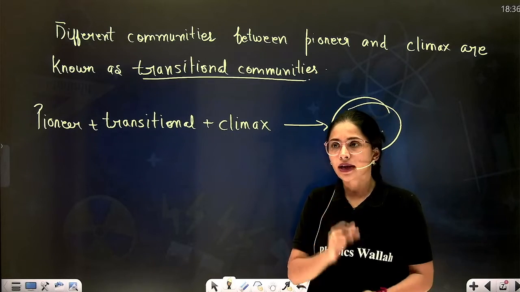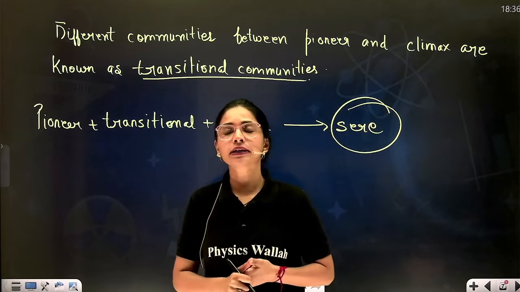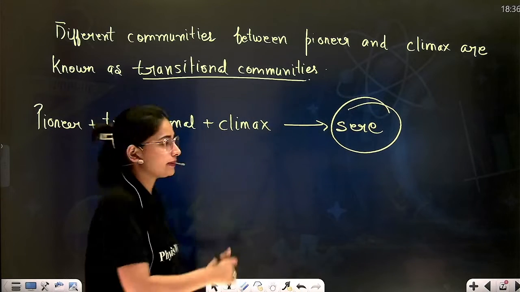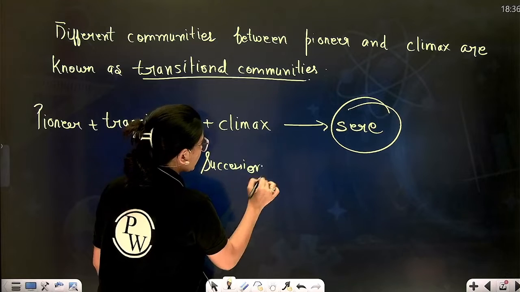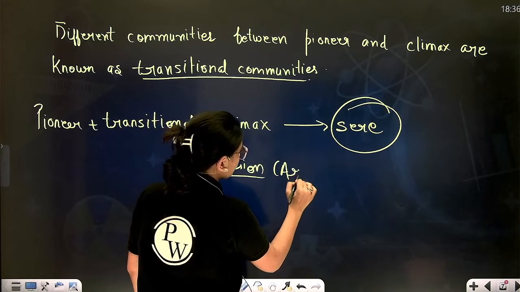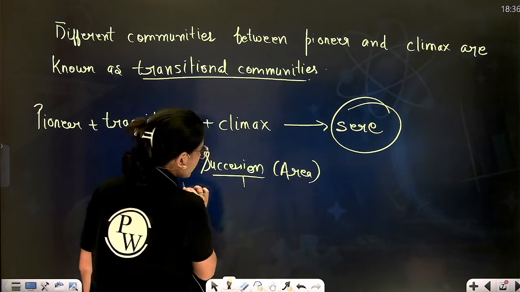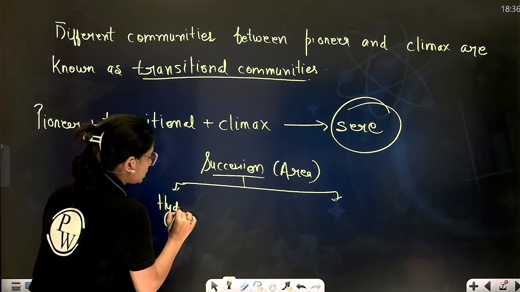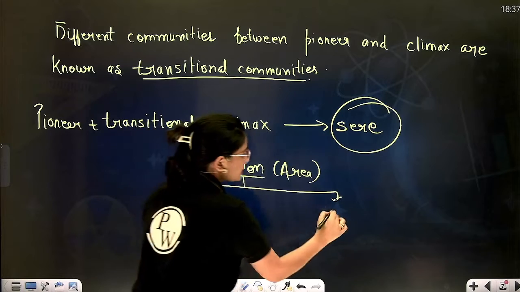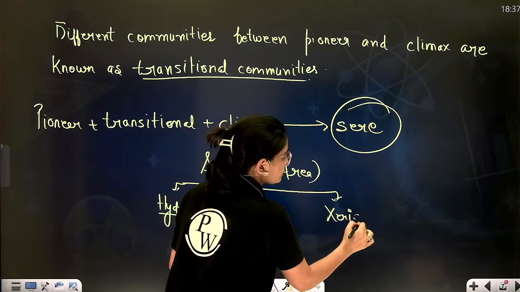Right? Now, depending upon the area where succession is taking place, succession can be of two types. So, depending upon the area, there can be two types of succession as hydric succession and xeric succession.